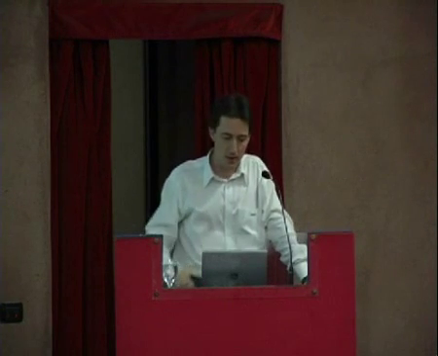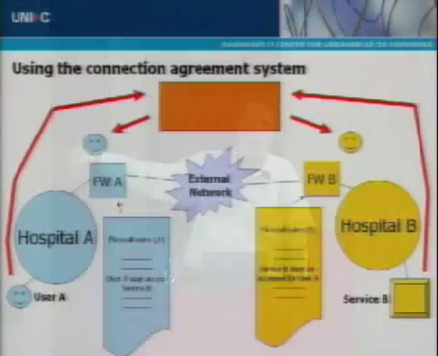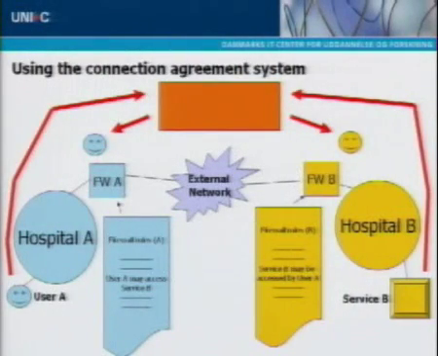And that's why we came up with an idea called the connection agreement system, where, instead of the words, I can show it in this picture. The local user, user A down there, doesn't need to know anything about who his firewall administrator is or the network topology or anything. He just goes to the orange box up there called the connection agreement system. There he finds in a repository all the services that are offered on this network. He finds it, and he says, I want to connect to this one.